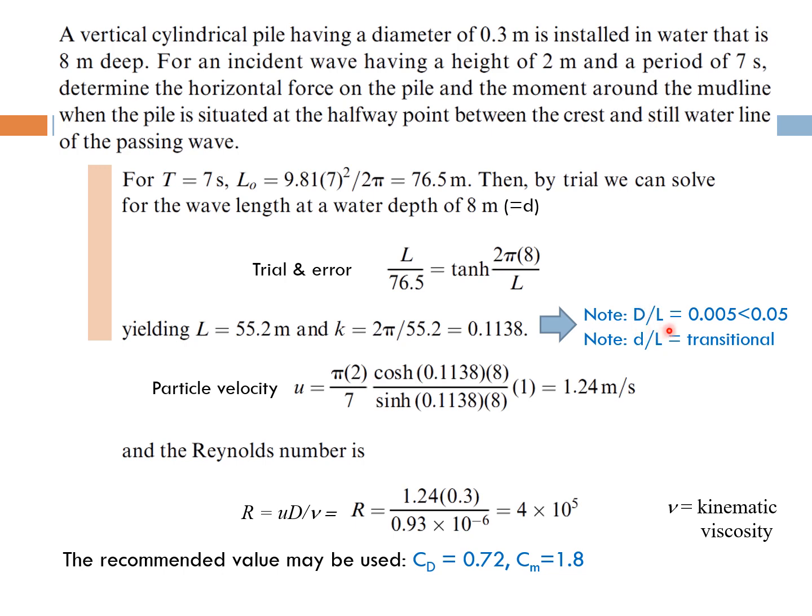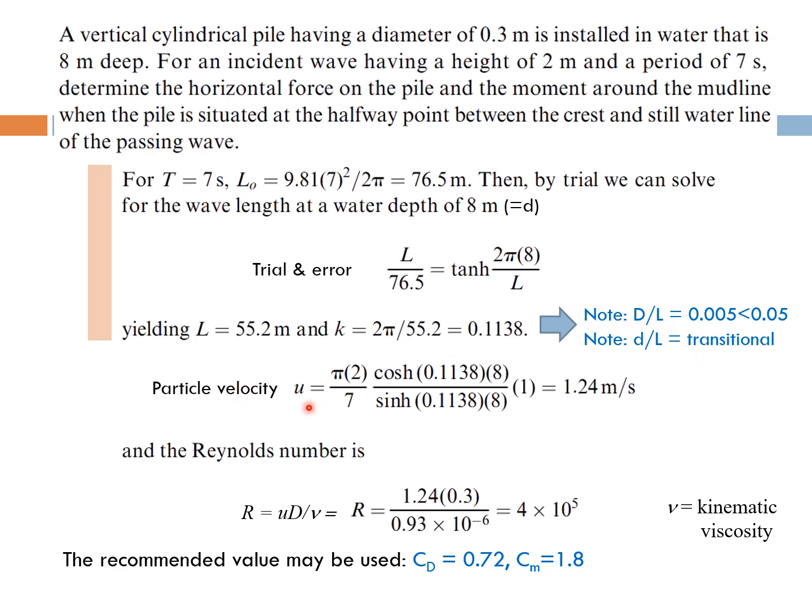Compared to the wavelength, we get 0.005, which is smaller than 0.05, which means that Morrison equation is valid for this case. And we can also check that in this case, the relative depth d over L shows that at this location we have transitional wave.